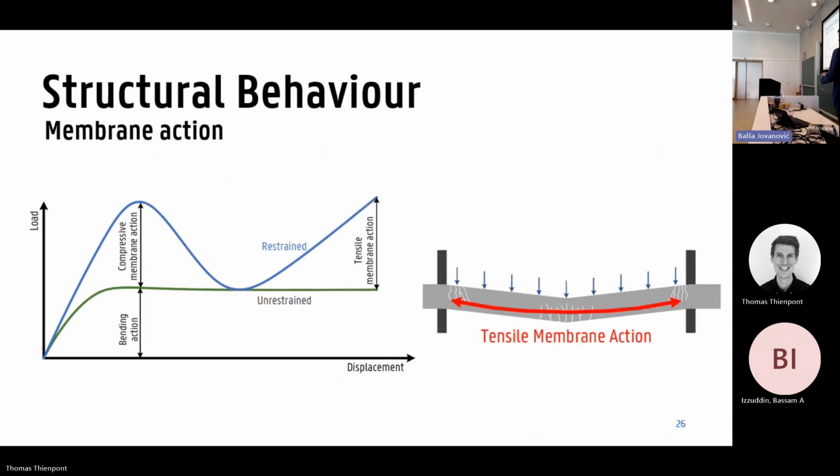If we load the slab even further, we can also go into a phenomenon which is called tensile membrane action. In that case, the capacity can also increase, but that is more because the reinforcement is working as some kind of a net. I will not discuss that one because in hollow core slabs it doesn't happen very often. It's mainly compressive membrane action that is the most important phenomenon.